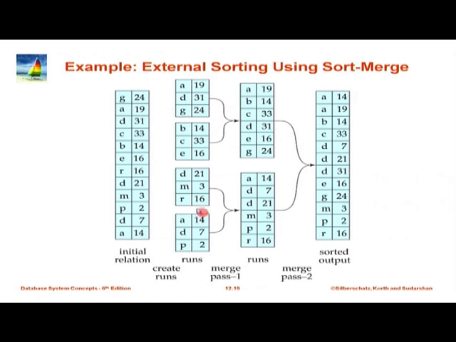So at the end of the step, which is called create runs, I have these 4 files, each of whose size is approximately the size of memory. It's going to be a little bit less because we're going to keep some buffer blocks for reading in this relation and some buffer block for writing out the output. But this is roughly the size of memory. It's going to be memory size in blocks minus 1 is going to be the size of this in blocks. We'll come to that in a moment.